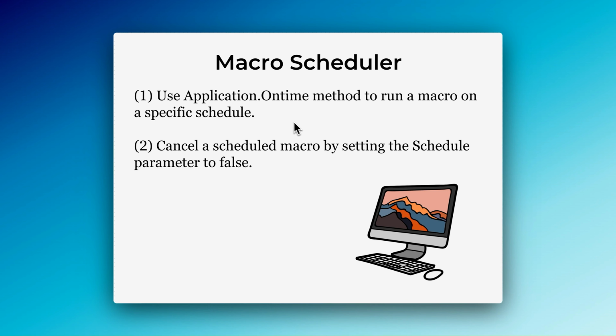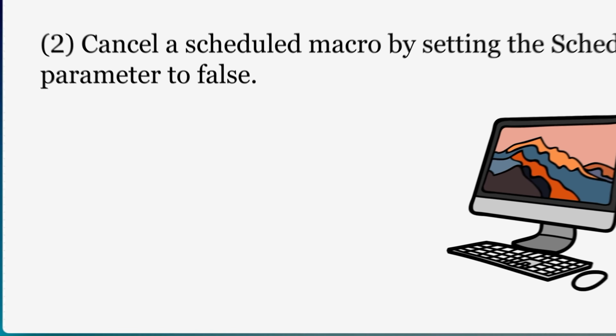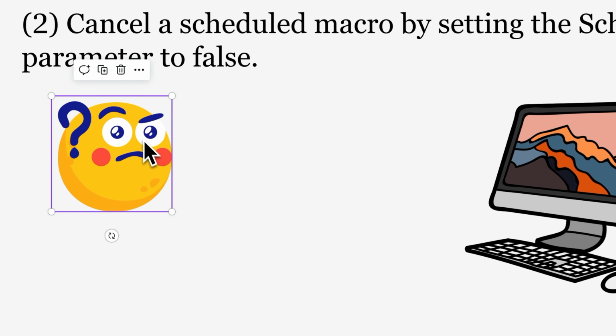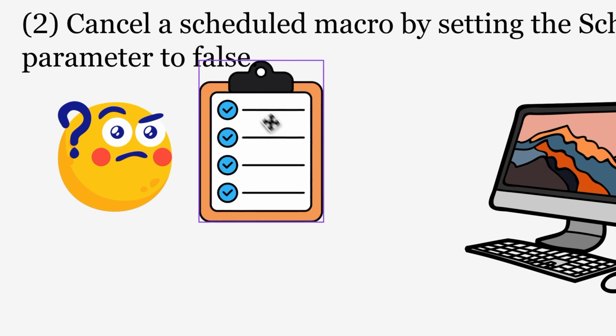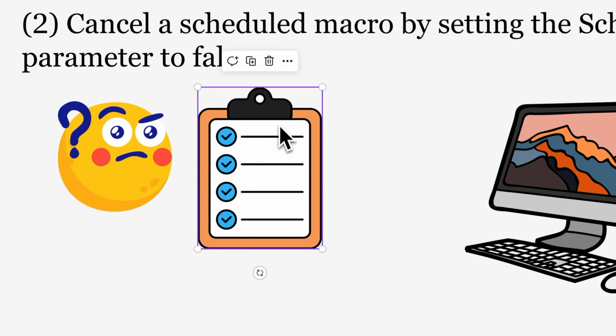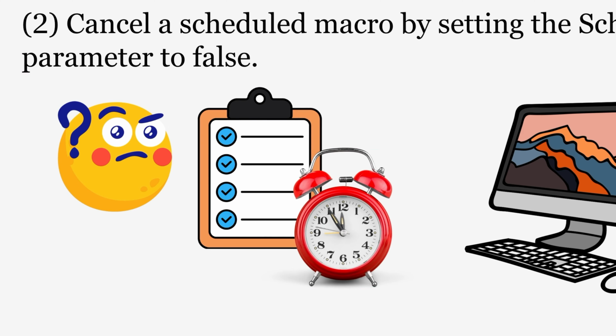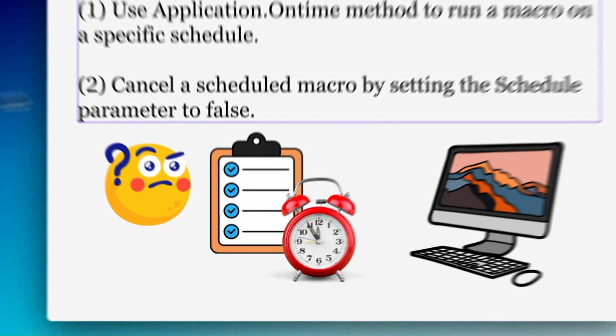Awesome. You've just learned how to use the Application.OnTime method to run a macro on a specific schedule. You've also learned how to cancel a scheduled macro by setting the schedule parameter to false. But let's ask some questions about this method. For example, how can you see what tasks are scheduled and when they'll run? Or how can you schedule a task for a specific time without doing any calculations?